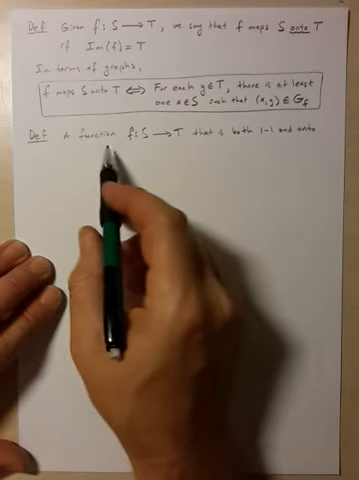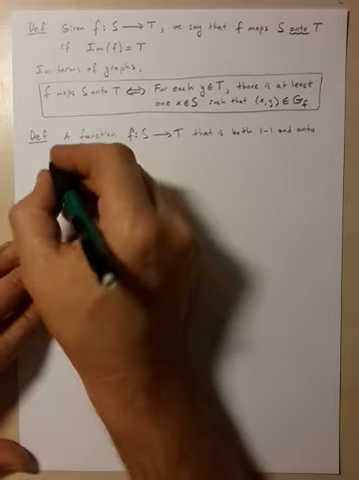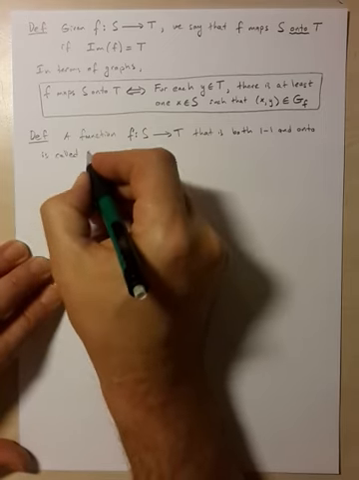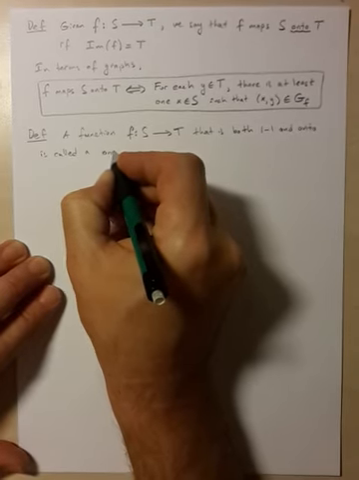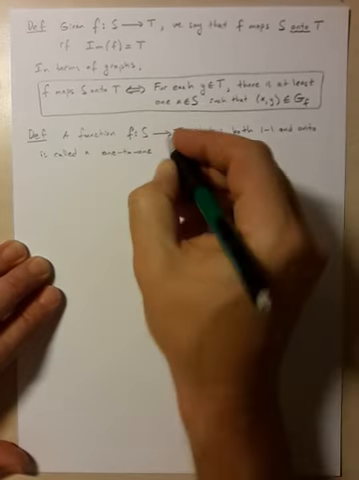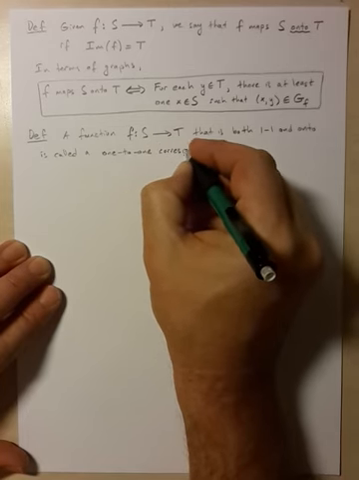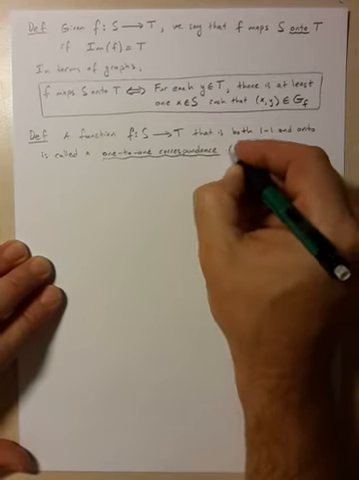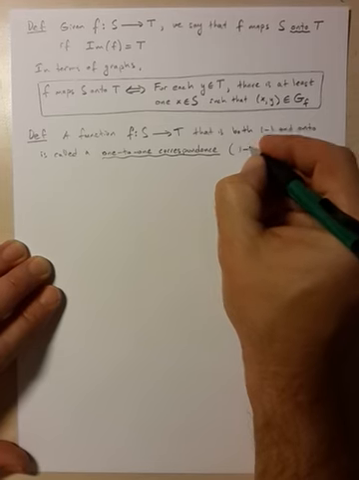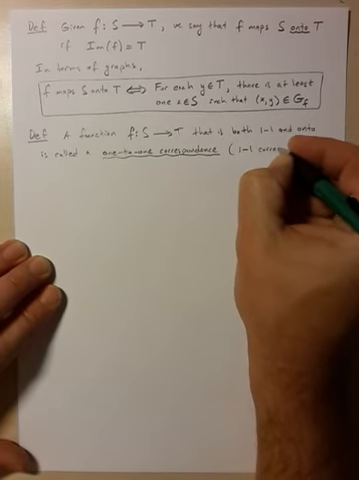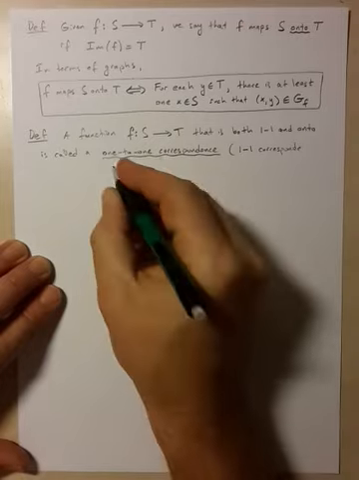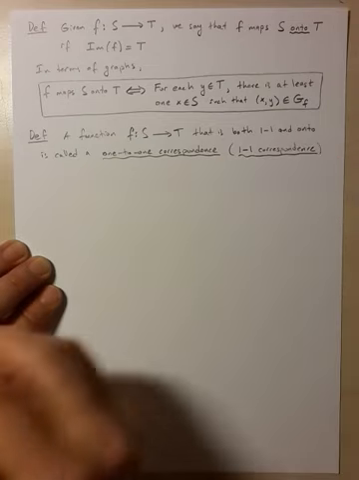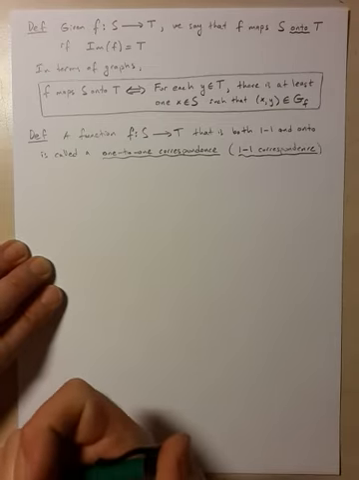Remember, a function which is both one-to-one and onto is called a one-to-one correspondence. Okay, this is how we define one-to-one correspondence. Or simply we can write one-to-one correspondence, and we can abbreviate one-to-one like this as before, right? Okay, so this is how we define a one-to-one correspondence.